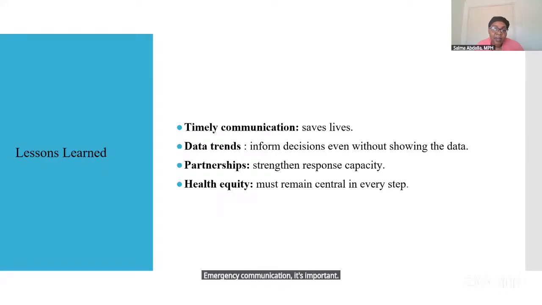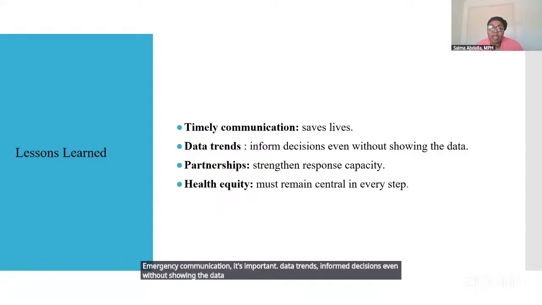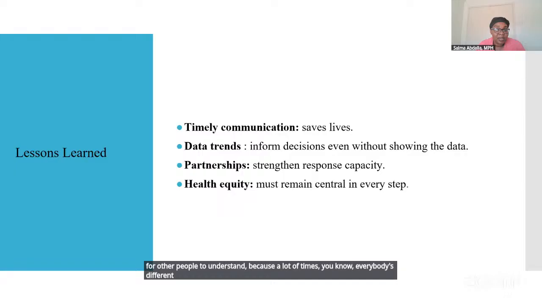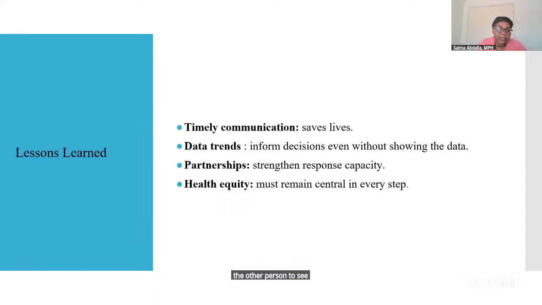Data trends inform decisions even without showing the data. So make sure the information is very easy for other people to read and understand, because everybody's different. Whatever I can understand might be hard for another person to comprehend. So we have to make sure what we share is very easy for another person to see, understand and comprehend.